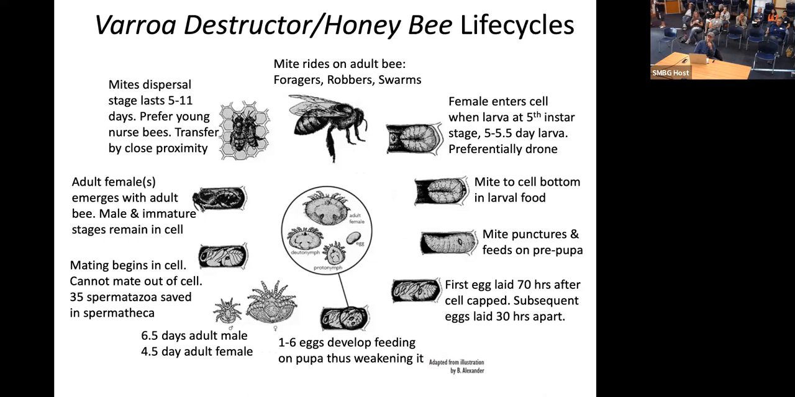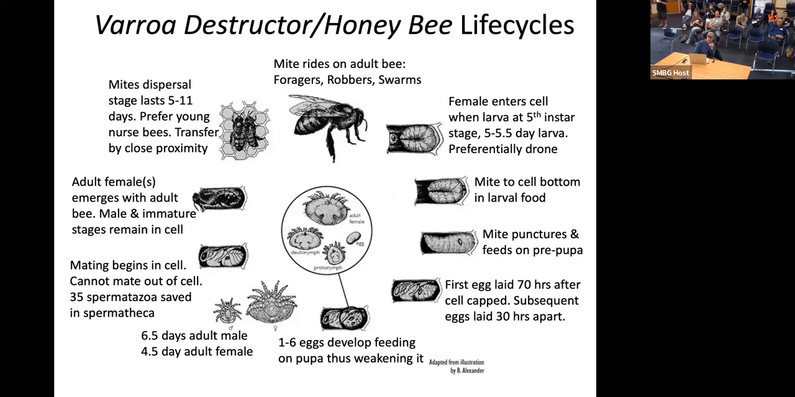And then every 30 hours, the foundress lays another egg, and she keeps laying in the time frame that the pupa cell is capped, probably around five in the worker, and even more in the drone cell, because workers' cells are capped for 12 days, whereas the drone cells are capped 15 days. That's why the mites prefer to go into drone comb.